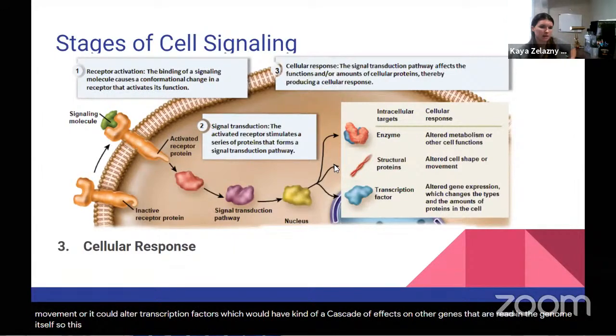So this signaling pathway is going to have an effect here. It doesn't always have to go to the nucleus. Sometimes there will be a direct effect on an enzyme or a direct effect on a structural protein. That can happen too.